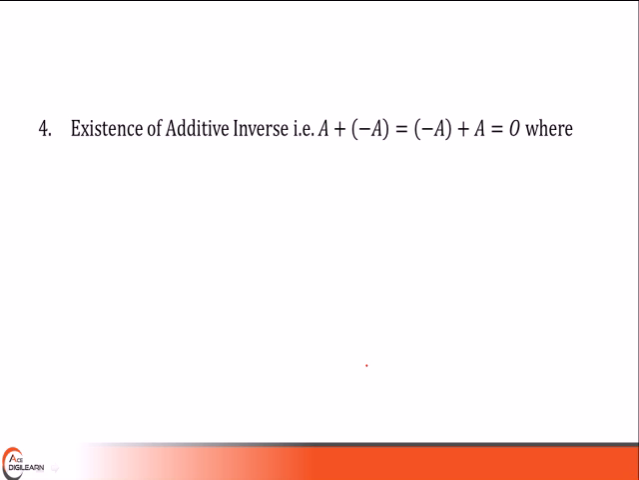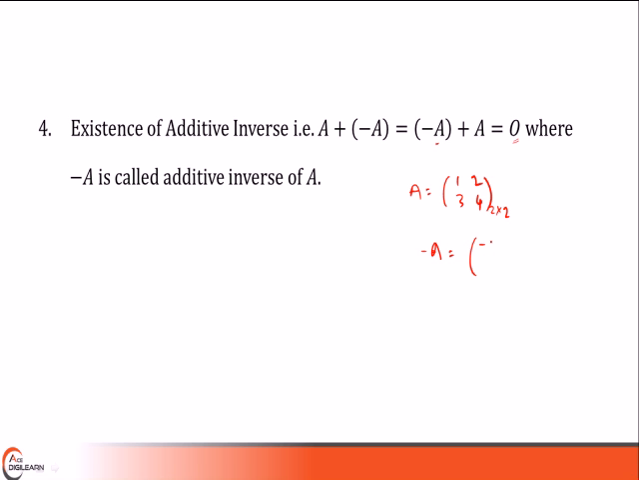Existence of additive inverse. A plus minus A equals minus A plus A equals a zero matrix, then you can call minus A the additive inverse of the matrix A. So if you take a matrix, for example, of order 2 by 2, matrix A equals 1 2 3 4, then its additive inverse can be written as minus A, which is minus 1, minus 2, minus 3, minus 4, which is also of same order 2 by 2. So minus A is called the additive inverse of the matrix A.